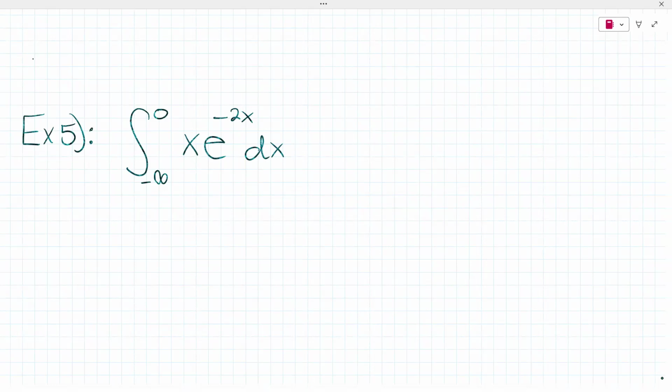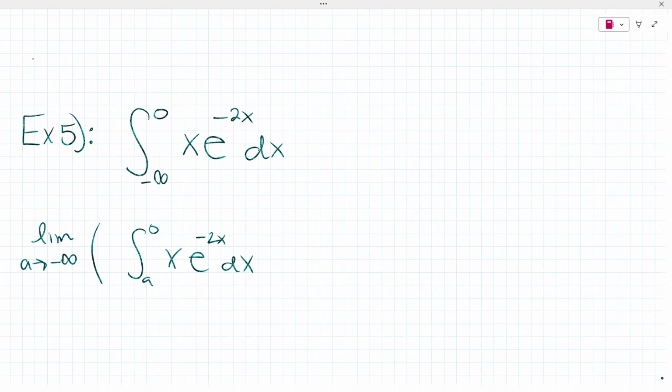So we're going to rewrite this problem as the limit as a approaches negative infinity of the integral from a to 0 of x e to the negative 2x dx. Okay, so what is the integral of x times e to the negative 2x dx? We have to do some integration by parts, right? So you have to use what's called integration by parts.